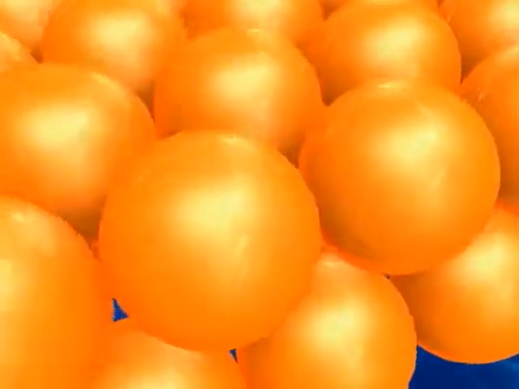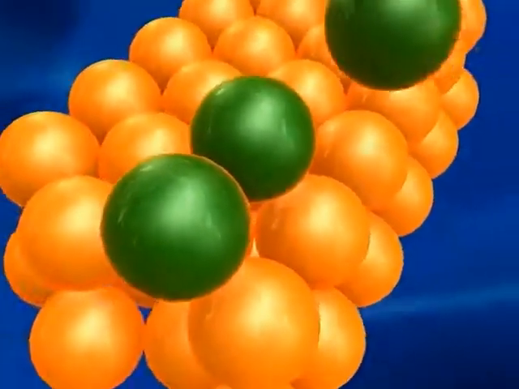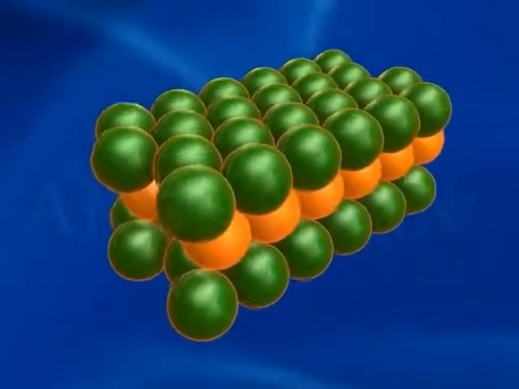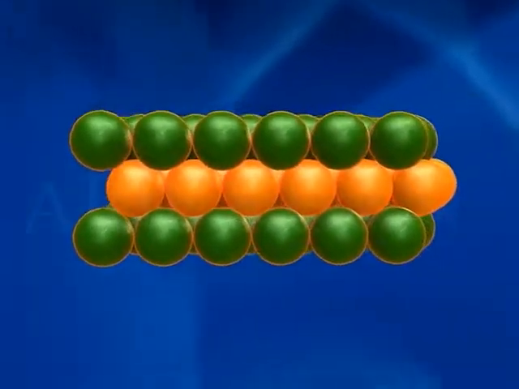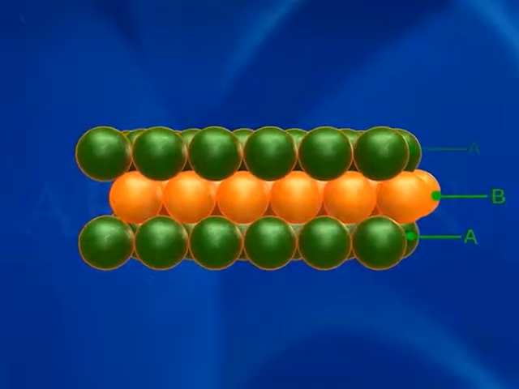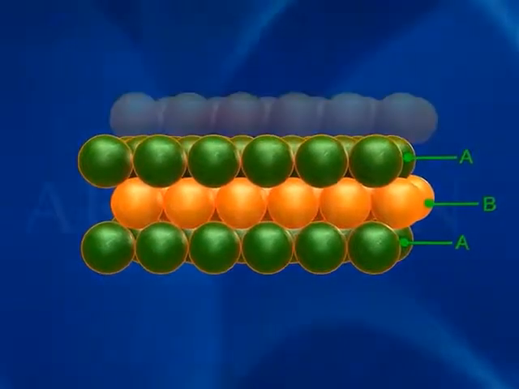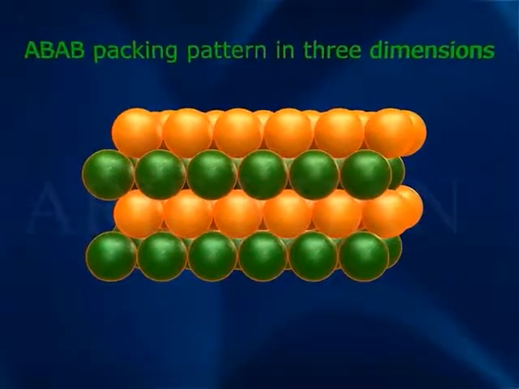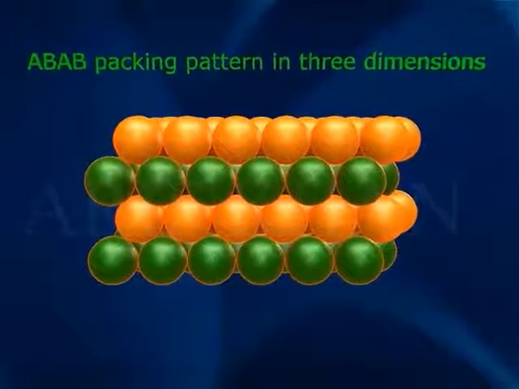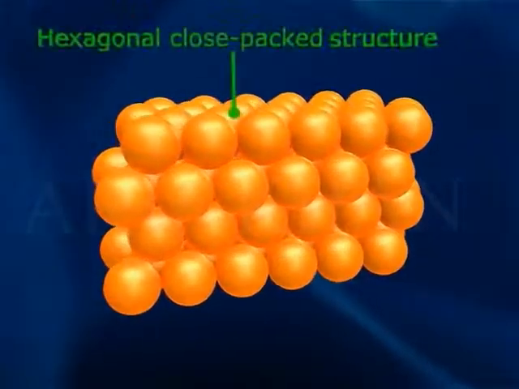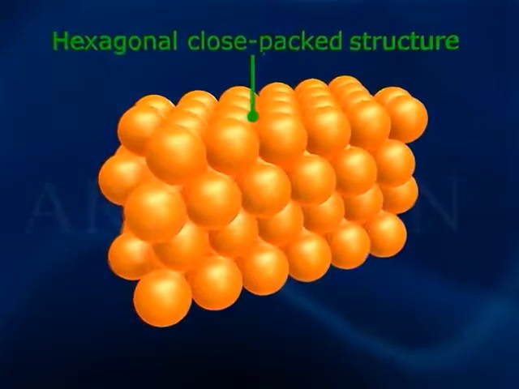The third layer is then placed over the second layer, covering its tetrahedral voids. The particles of the third layer in this case are exactly aligned with that of the first layer. So, if the first layer is A-type and the second layer is B-type, the third layer will again be A-type. This pattern repeats in the subsequent layers and is called AB-AB packing pattern in 3 dimensions. The structure resulting from this packing pattern is called a hexagonal close packed structure.